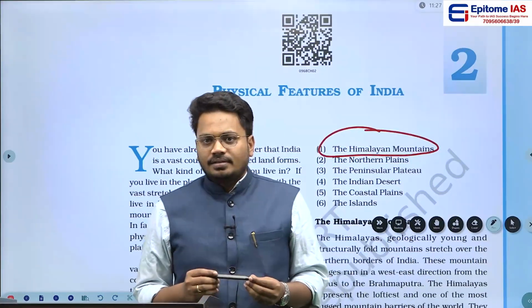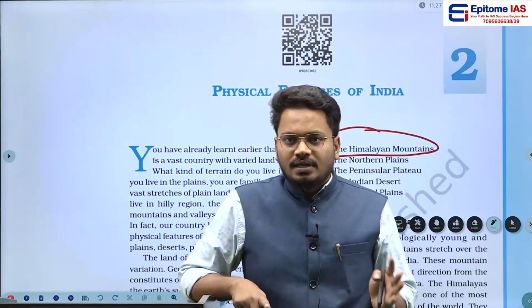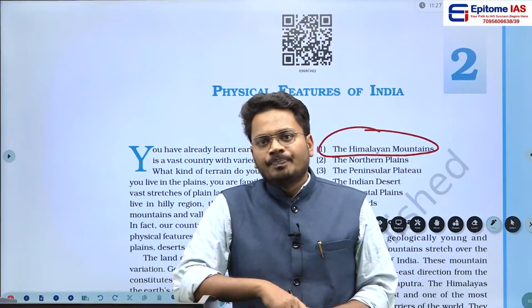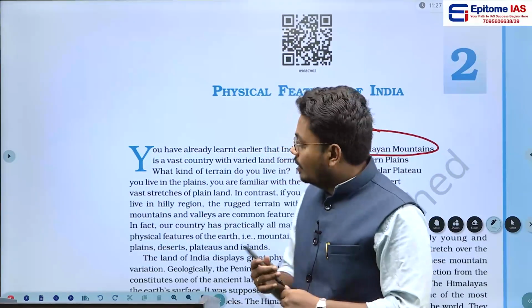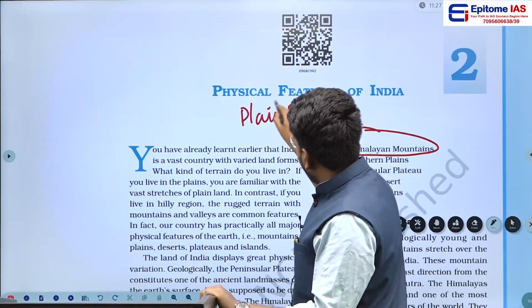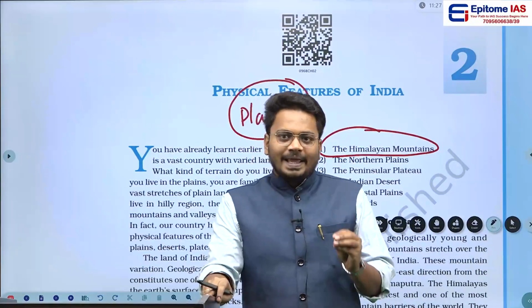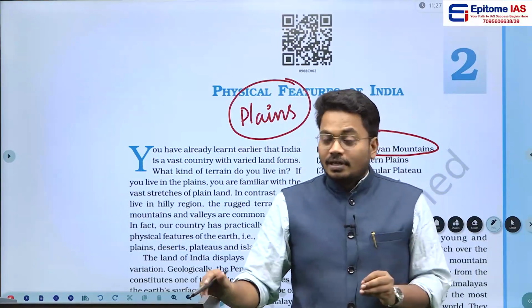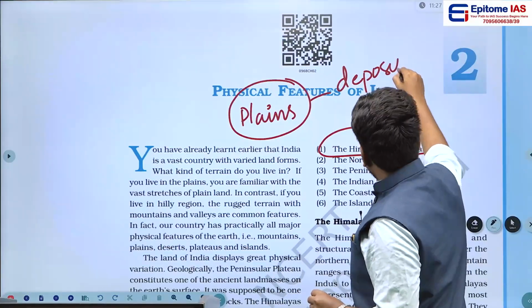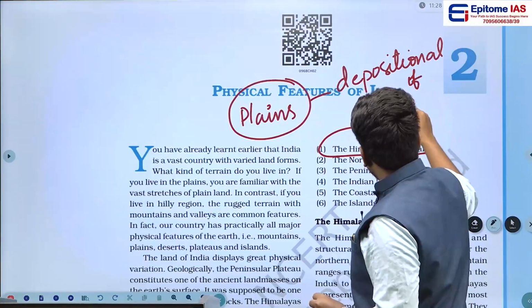Now the point here is, if you go back to 6th class, 7th class, 8th class, somewhere we have read about these plains. Now how are these plains formed? This is the question here, right? The plains are formed because of depositional activities. Depositional activities of what? Depositional activities of rivers.